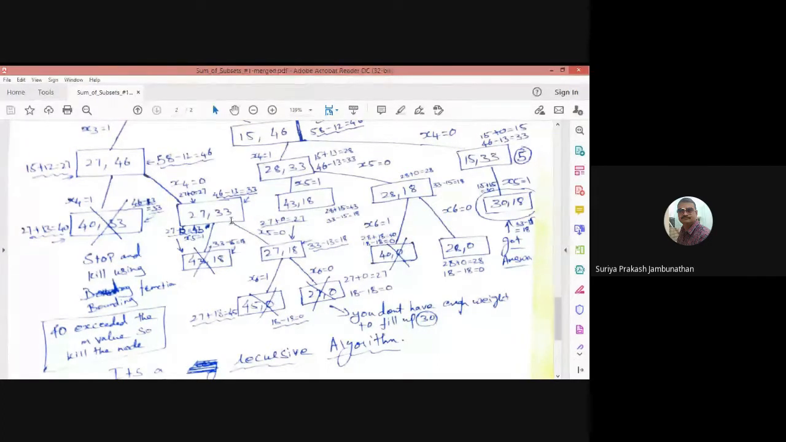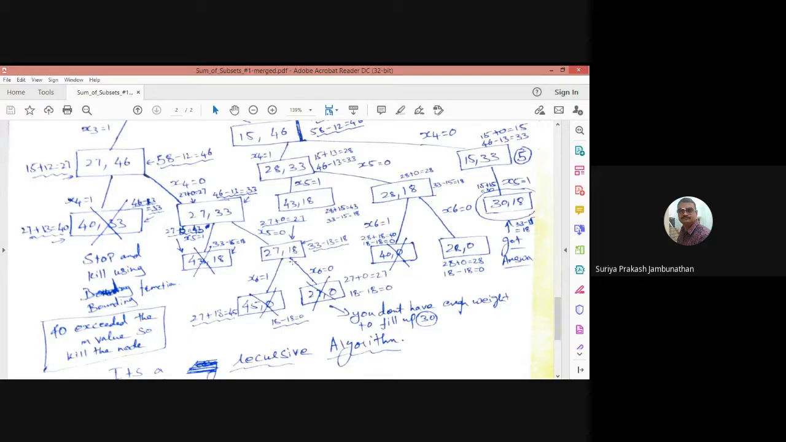When we come to the right node, we are not considering x5. On this side we considered x5 and we are not able to get the solution. While not considering x5, the 27 will remain as it is, and this 18 will come. So 27 will be added with 0, so 27 remains as it is. Here the weight, 33 minus 15, we are getting 18. So that 18 will come here.